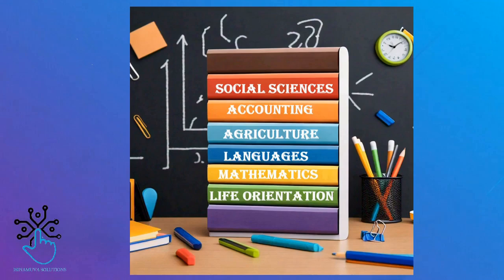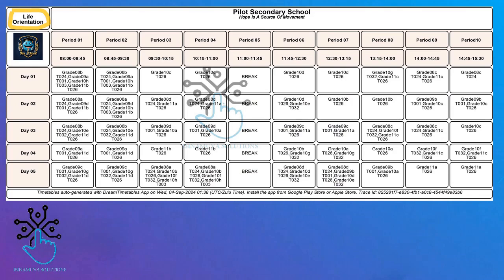We are now focusing on the series of timetables that relate to subjects that are taught in a school. The types of subject timetables generated by Dream Timetables app are only two, namely the individual subject timetables and the composite subject timetables. This slide presents an individual timetable for the life orientation subject. The individual subject timetable shows all lessons where the subject is taught in the school week.